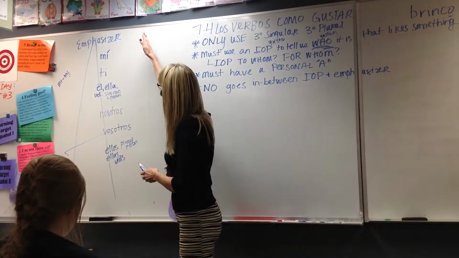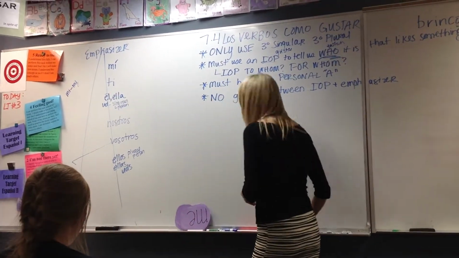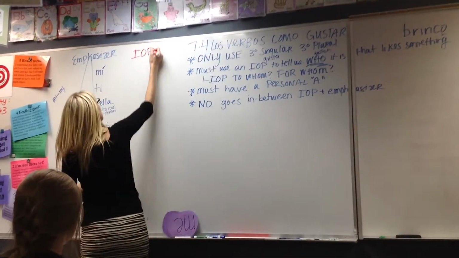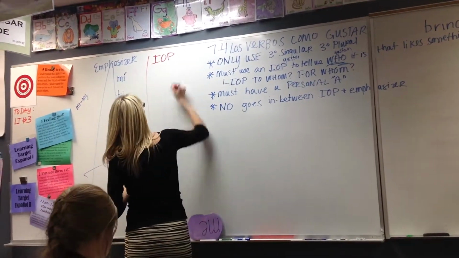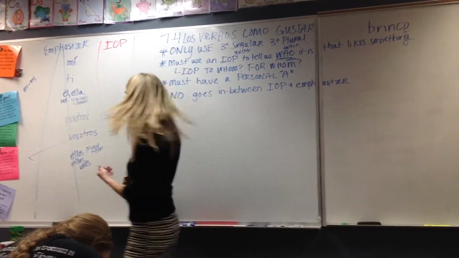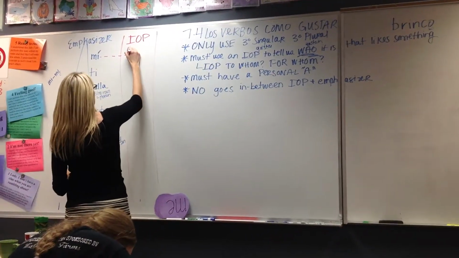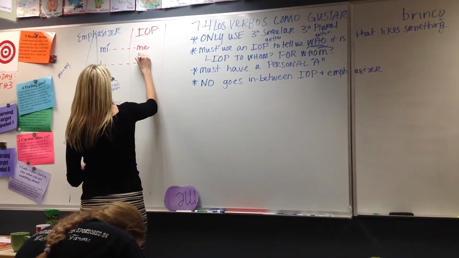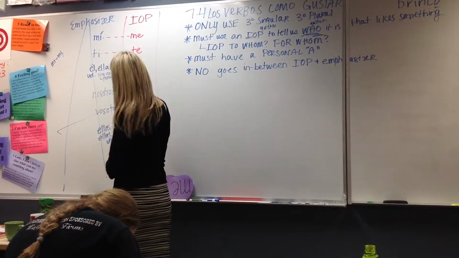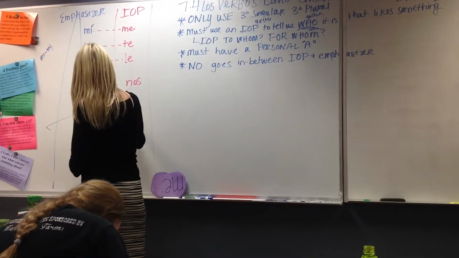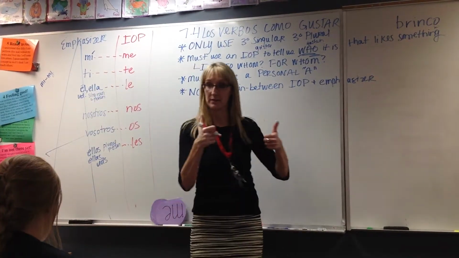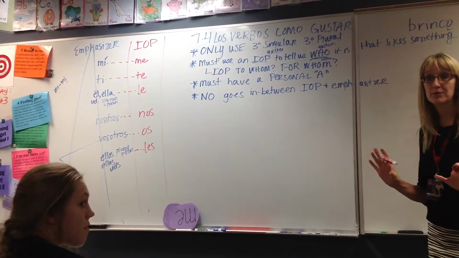So these are all of our emphasizers. Now, we absolutely must have an IOP, an indirect object pronoun. Are these ones optional? No, because they tell us to whom or for whom something is enjoyable. So, a mí, me. A ti, te. A él, ella, usted, le. A nosotros, nos. A vosotros, os. A ellos, ellas, ustedes, les. Todo bien? Okay, this should all have been review up till now.